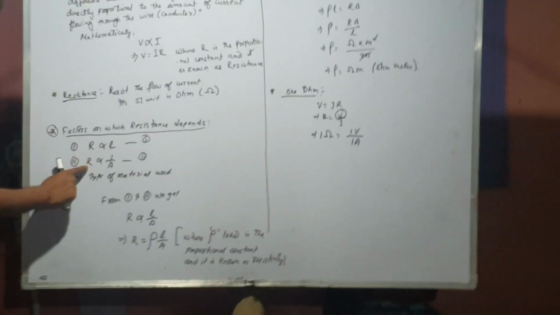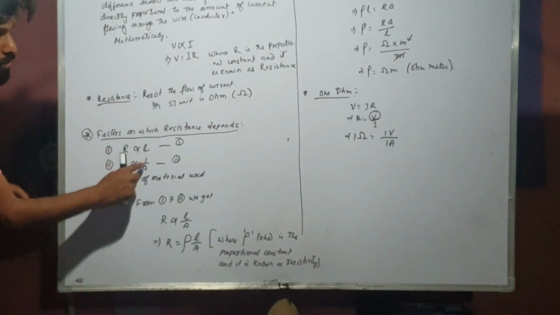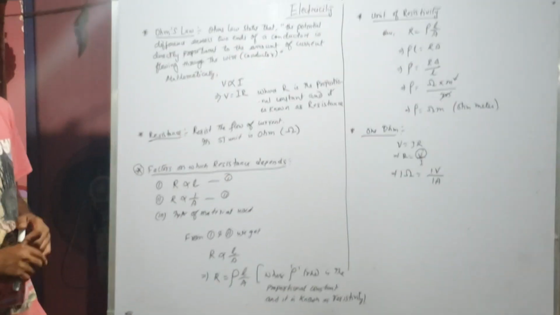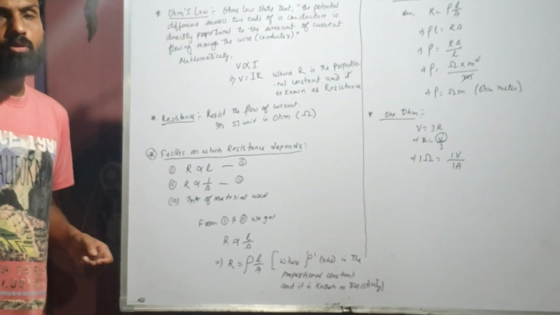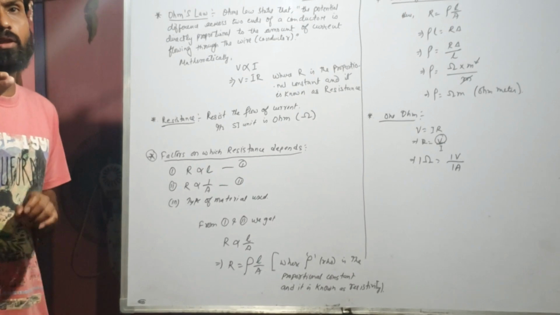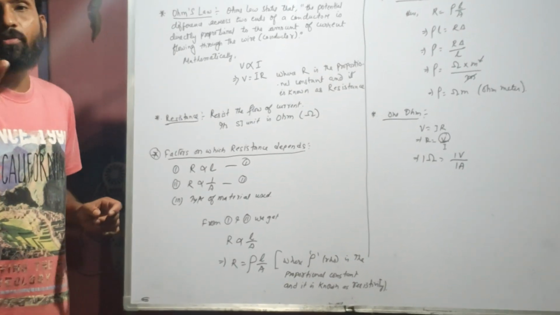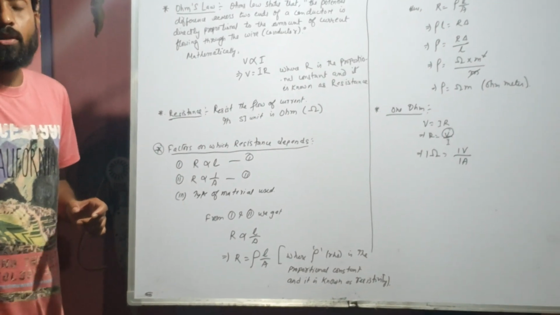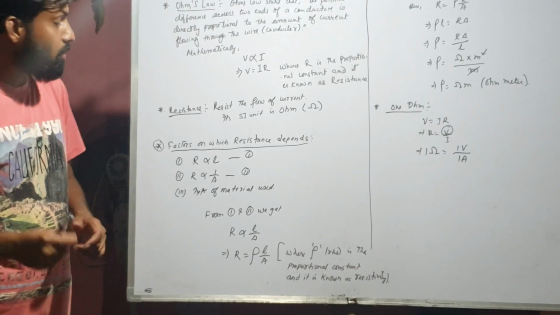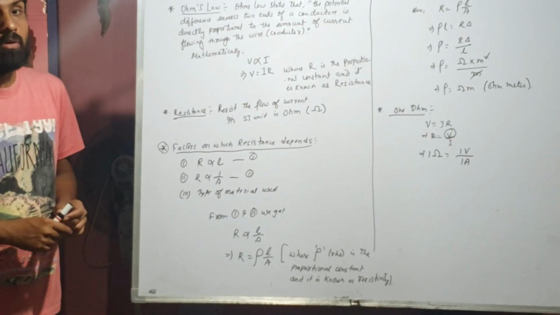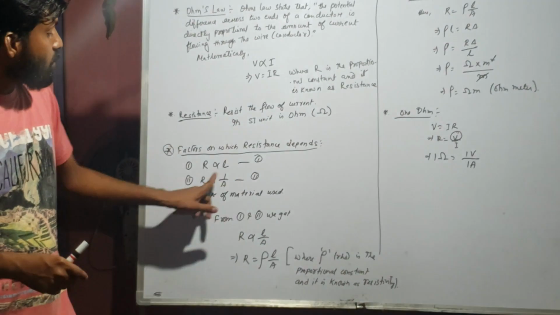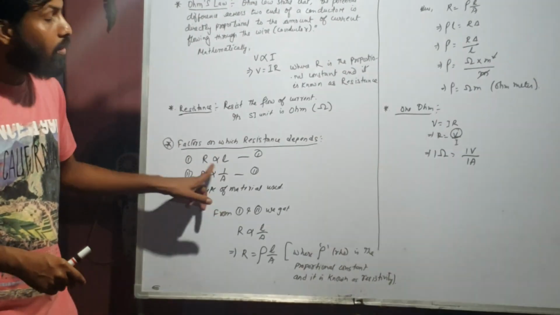Number two is that resistance is inversely proportional to the area of cross section. When talking about area of cross section, we are talking about the thickness of the conductor. You can see in your home there are wires. Some wires are very thin and some of them are very fat. That thickness is nothing but the area of the conductor. Resistance is inversely proportional means that if the area increases, resistance decreases, and if the area decreases, resistance increases.